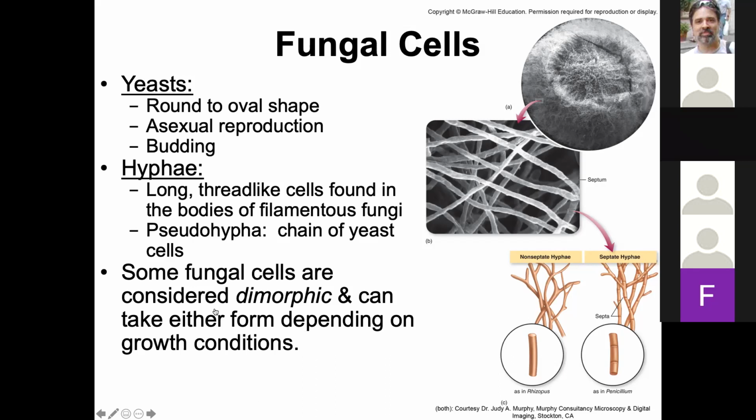So you can see some examples of hyphae on the right there. In Rhizopus, you've got something called non-septate hyphae. So that's a syncytium. It's a multicellular structure that doesn't have separate cell membranes between the nuclei. And then there are septate hyphae, which do.